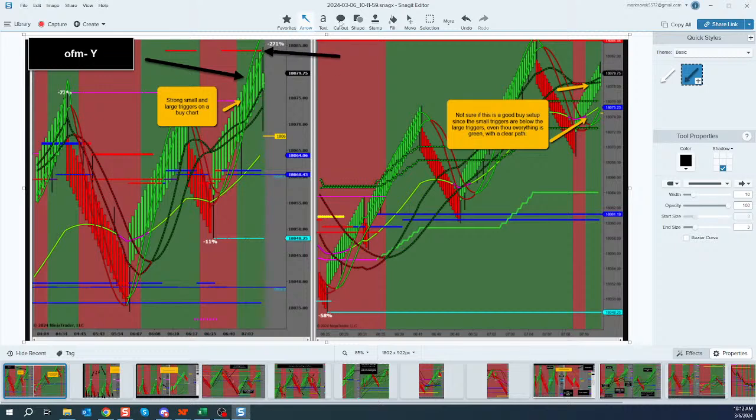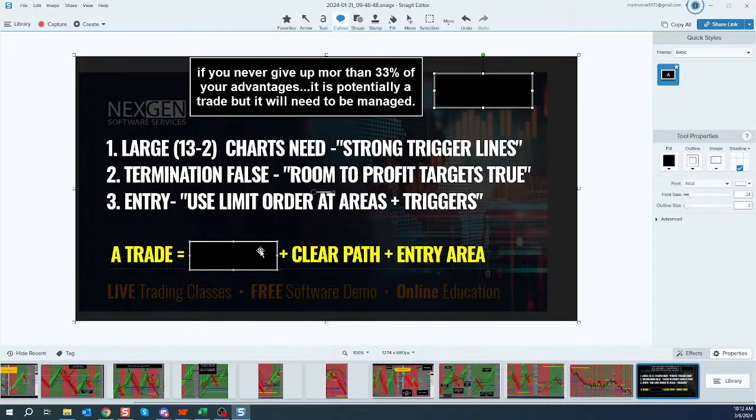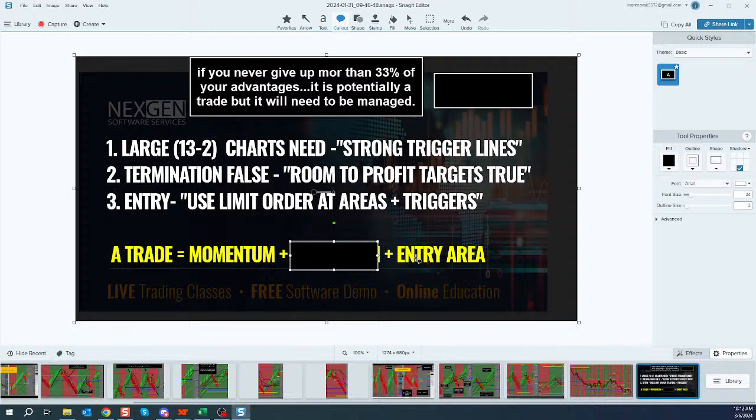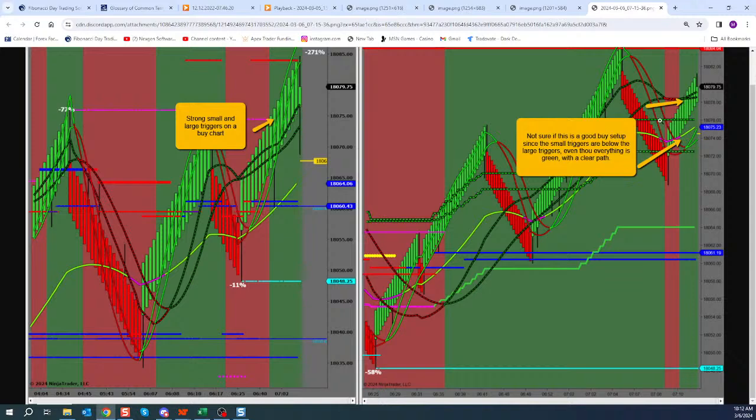What don't we have? So this is a termination condition. So I don't have a clear path. So if I go back to that cool little slide chart, I have momentum. I don't have a clear path. Let's see if I have an entry area. Let's see if we can turn this into a medium probability trade. Well, I've got split triggers, but I've got a mid band right inside of the synthetics. So I've got strong triggers. I'm coming from a termination condition. I don't have a clear path, but I've got a very clearly defined entry area.